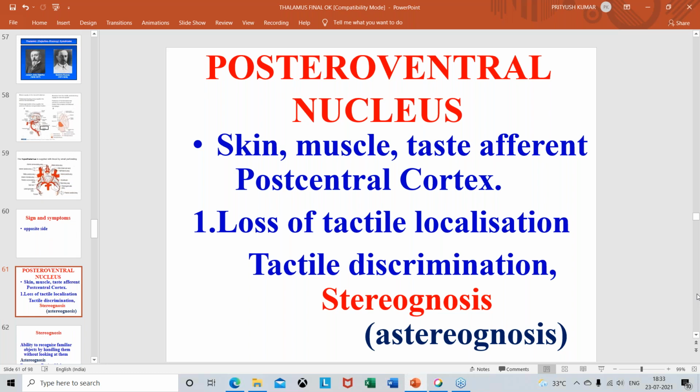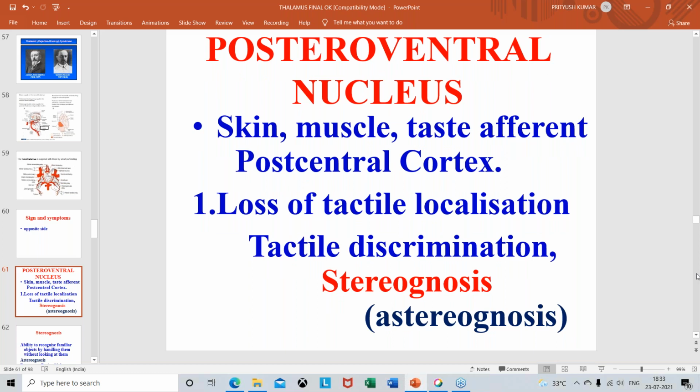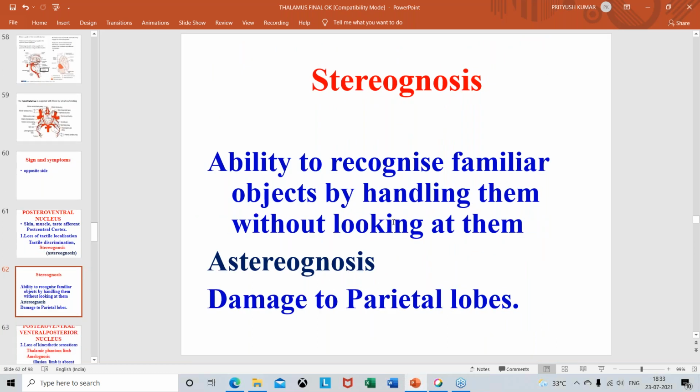If there is a lesion in the posterior ventral nucleus, what will happen? Normally, sensations from skin, muscle, and taste afferents go to the post-central cortex. Now there is a loss of tactile localization and tactile discrimination, and a loss of stereognosis, known as astereognosis. What is the meaning of stereognosis? Stereognosis is the ability to recognize familiar objects by handling them without looking at them.